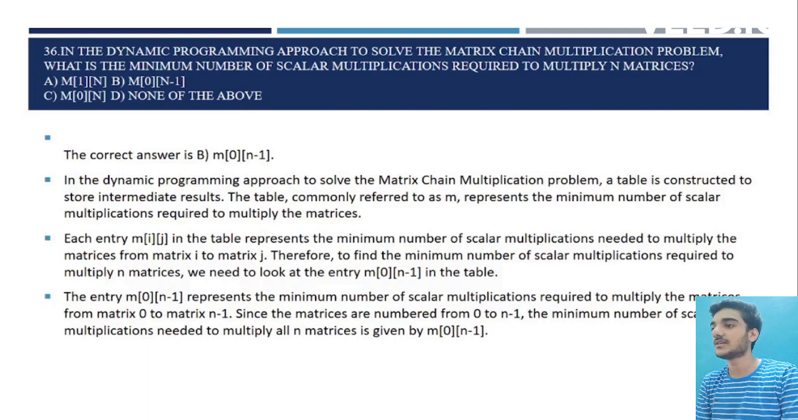Each entry m[i][j] in the table represents the minimum number of scalar multiplications needed to multiply the matrices from matrix i to j. Therefore, to find the minimum number of scalar multiplications required to multiply n matrices, we need to look at the entry m[0, n minus 1] in the table.